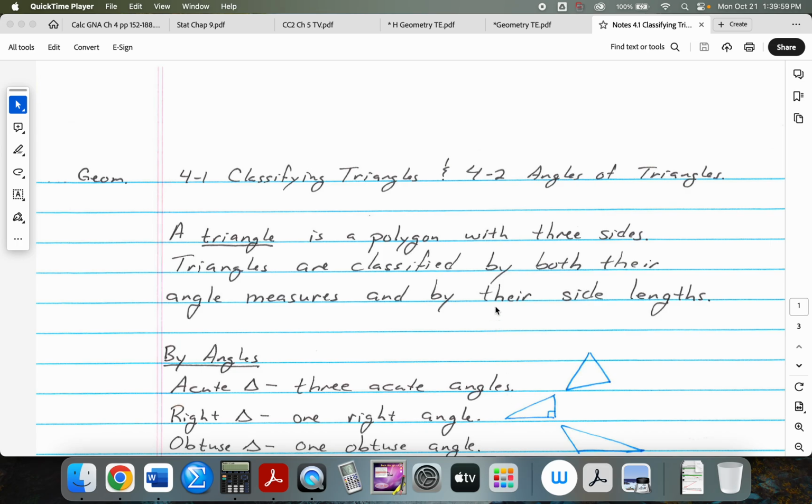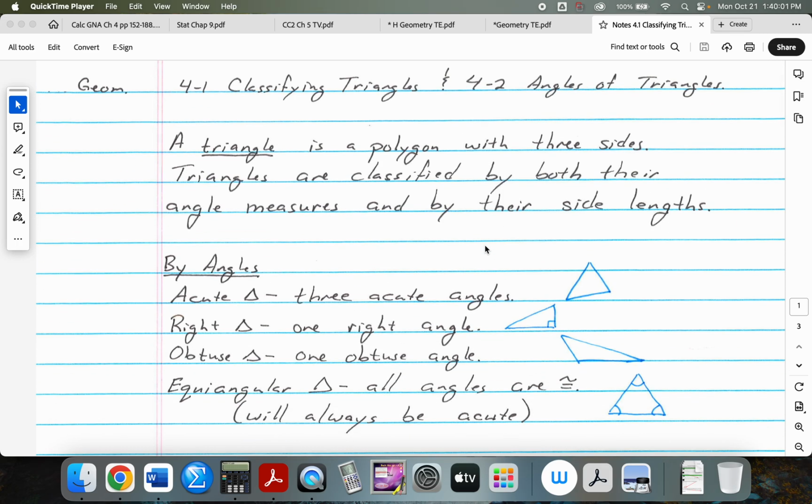Right. So, first of all, what is a triangle? A triangle is a polygon. And in case you've forgotten what a polygon is, it's a geometric figure made up of segments that enclose an area of space and only intersect at their endpoints. They don't cross in the middle or anything like that.